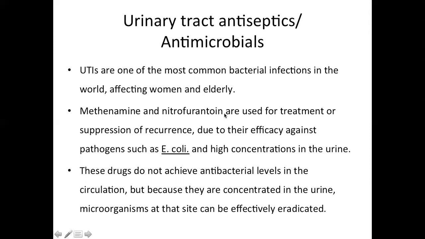Methenamine and nitrofurantoin are used for the treatment of suppression of recurrence of bacteria due to their high efficacy against pathogens such as Escherichia coli, and also their high concentrations in the urine. So we can say these drugs do not achieve antibacterial levels in the circulation, but because they are concentrated in the urine, microorganisms at that site can be effectively eradicated.